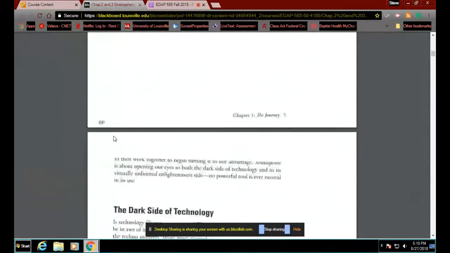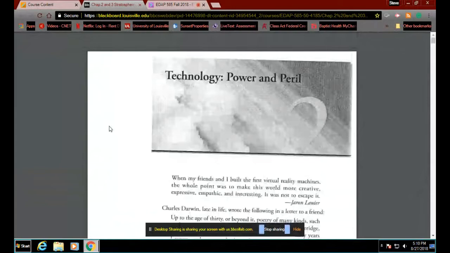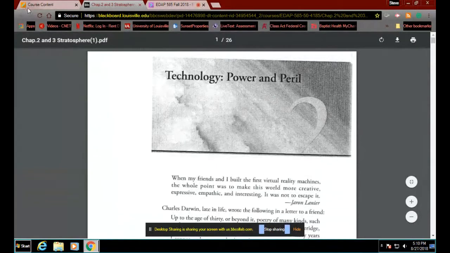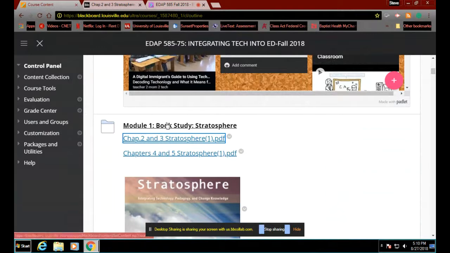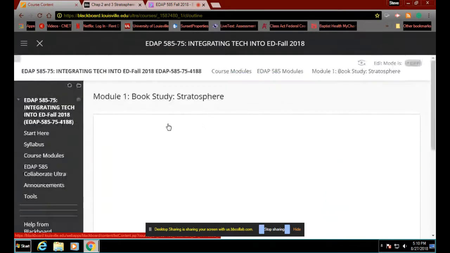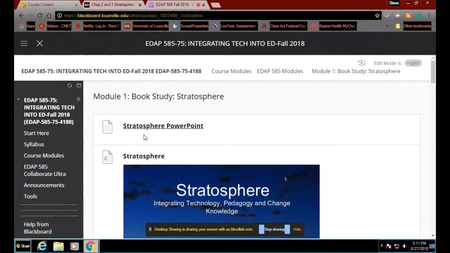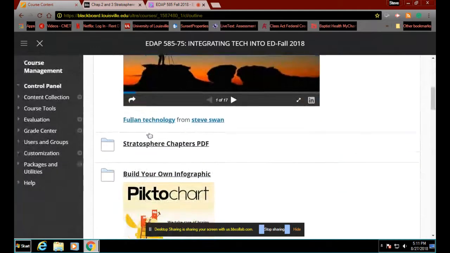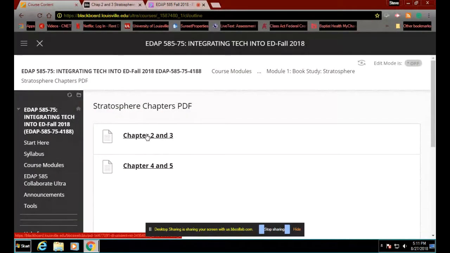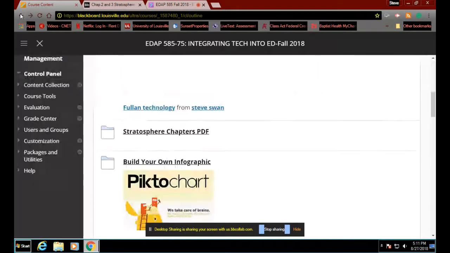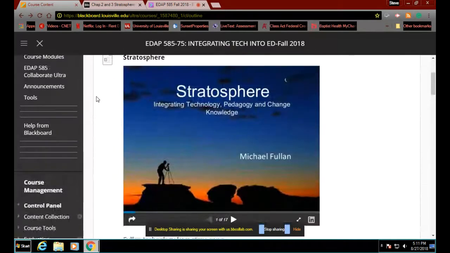As you can see, this is the horrible scanned-in original document that I used because he gave me permission, but later on he felt sorry for me and he gave me the actual PDFs right here. Okay, so there they are. So what I'm going to do is I'm going to start here.